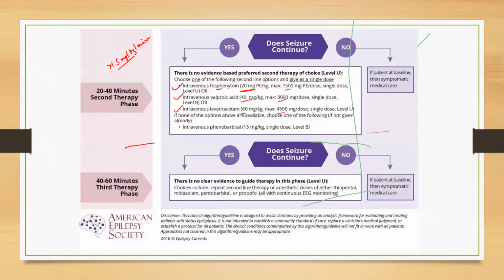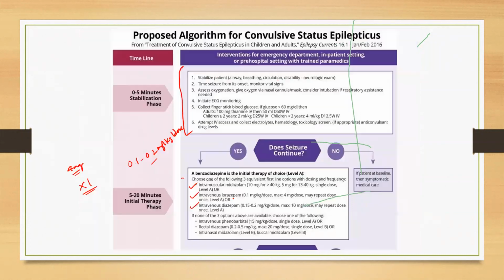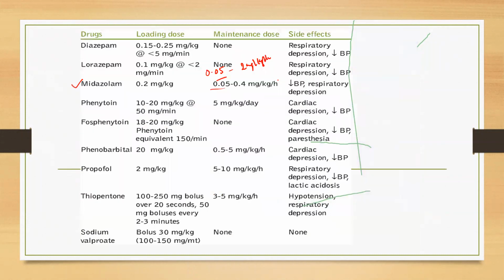And on midazolam and second line agent, if the seizures are still not controlled, then you might have to start your anesthetic agents. The anesthetic agents of choice are usually propofol, thiopentone or pentobarbital. Thiopentone usually has severe side effects like hypotension and respiratory distress, so you can usually use propofol. Propofol is usually used at a dose of, you have to load the child with 2 mg per kg, and then give a maintenance dose of 5 to 10 mg per kg per hour.